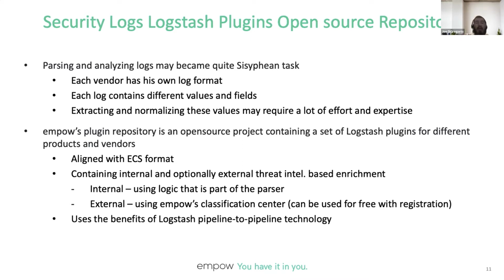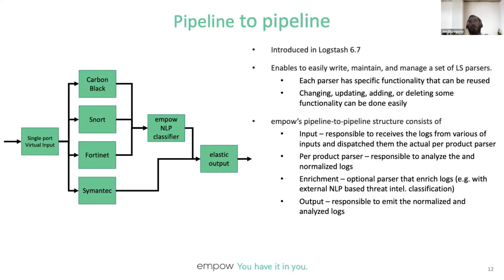And last, our own parsers are really taking advantage of, again, Logstash pipeline-to-pipeline technology. So to get a better understanding of pipeline-to-pipeline technology, if you guys aren't familiar, pipeline-to-pipeline technology was introduced in version 6.7. This enables us to pretty much easily write, maintain, manage, and set up Logstash parsers. It's also going to allow us to actually reuse some of the specific functionality within these parsers, allowing us to change, update, add, and actually delete some of the different functionality within the environment.